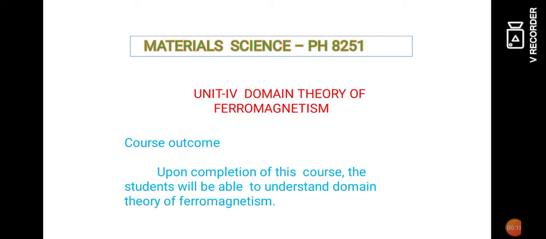In this video, we are going to discuss the domain theory of ferromagnetism, which is in the Material Science 4th unit, PH 8251. Course outcome: upon completion of this course, the students will be able to understand the domain theory of ferromagnetism.